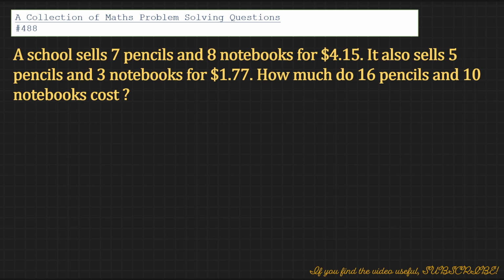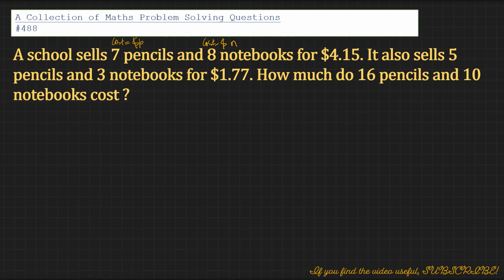So I thought the easiest way to do this was to have pencils as P, the cost of one pencil, and the cost of one notebook as N. So this is in dollars, it's not in cents. So the pencil would cost P dollars and the notebook would cost N dollars.